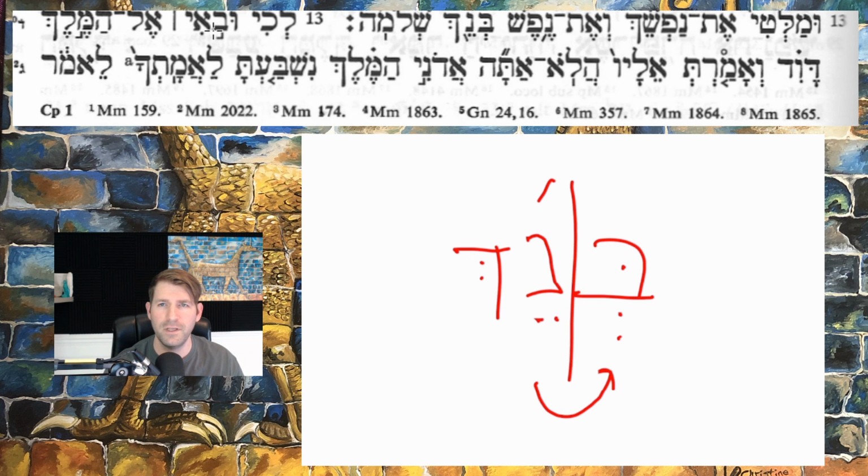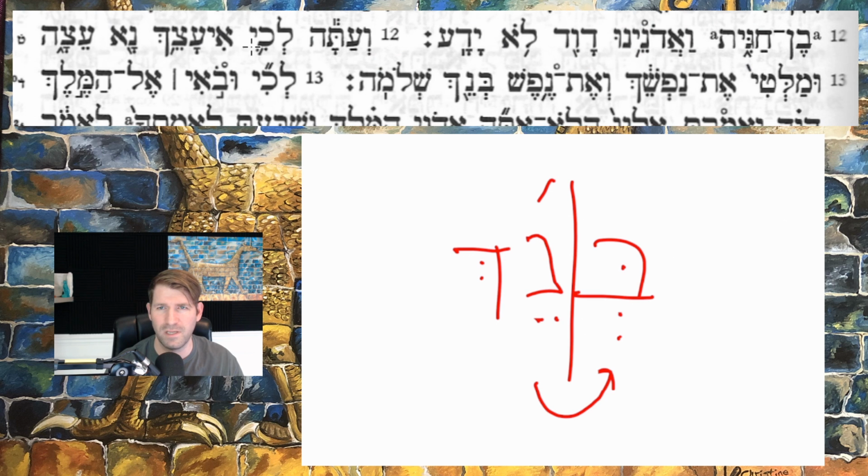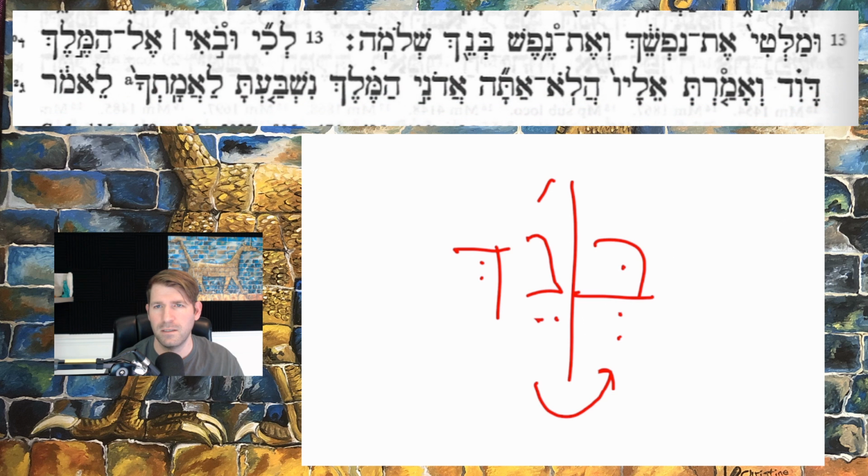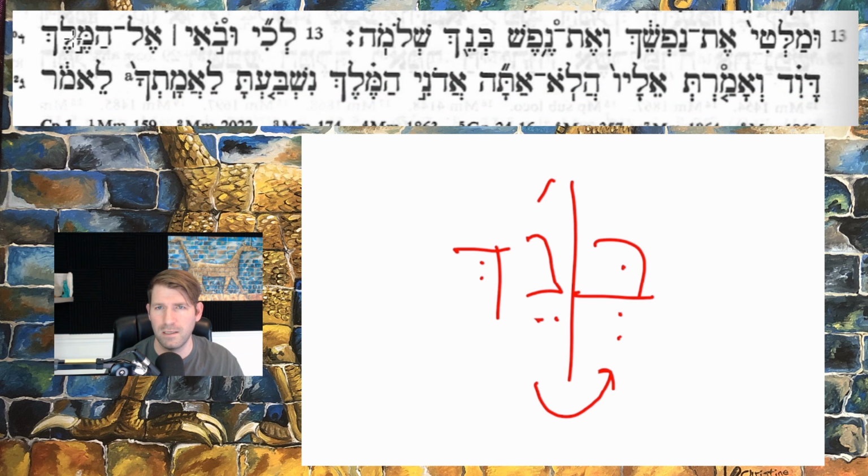So lechi uvoi. Notice a bet before a bump, a bet, mem, or pe, you get a shureq. You have a shureq before a bump. So boi would be an imperative form of bo, to come. And notice here, go and come. But again, this lechi is sort of the same idea that we use in English: come on. And come to the king, el hamelech. So these are both imperatives.